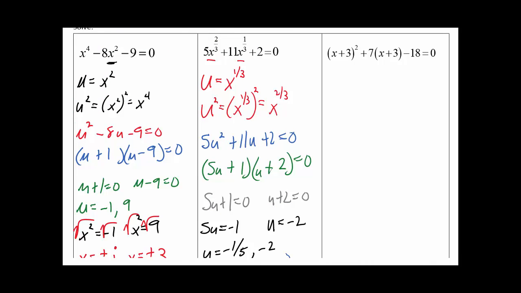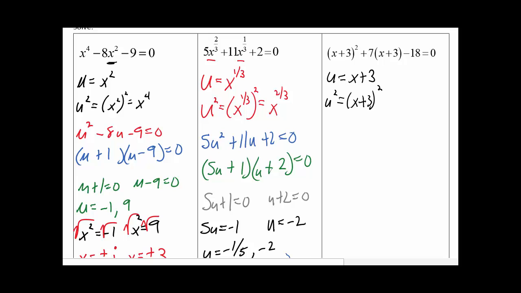All right, this last example, we again go through the thought process. We see that it's set equal to 0, last term is constant. The middle term, yeah, it's definitely in quadratic form. So what would u be this time? Well, we're going to let u equal x plus 3. And so what would u squared look like? Well, that would just equal x plus 3 squared.